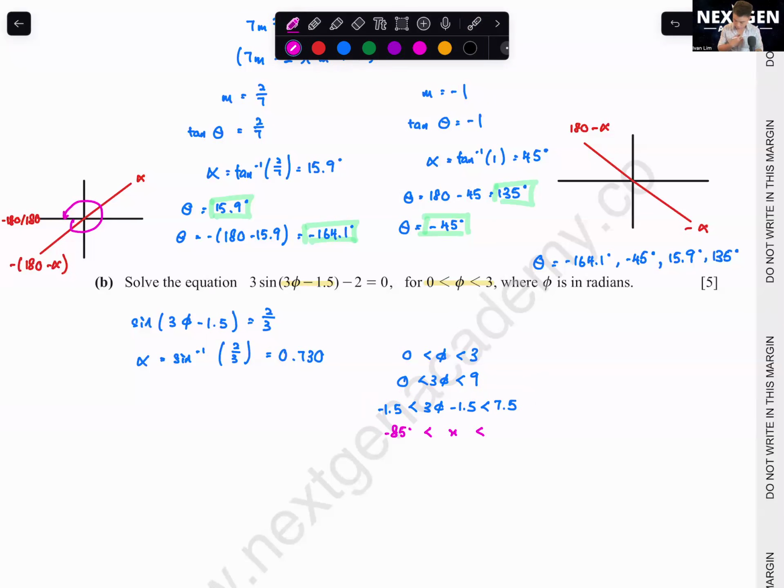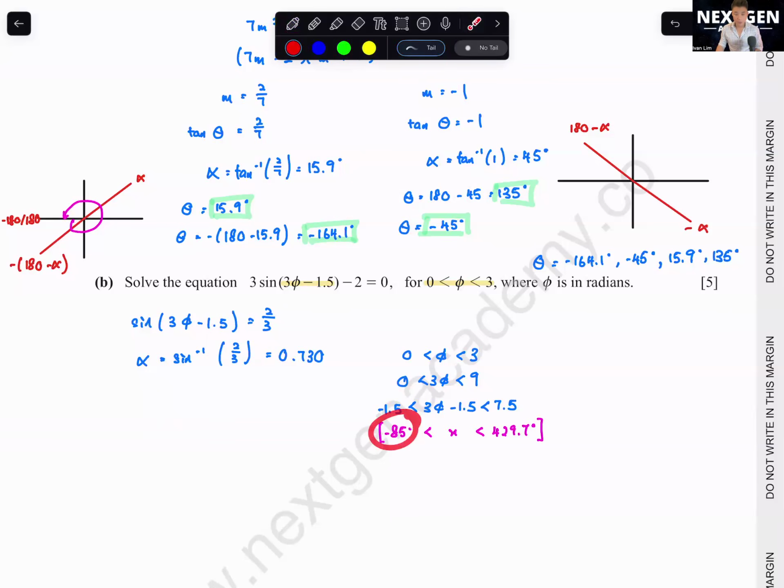Is it correct? 7.5. We want to change to degrees, right? 7.5 times 180 divided by pi is 429.7 degrees. Okay.